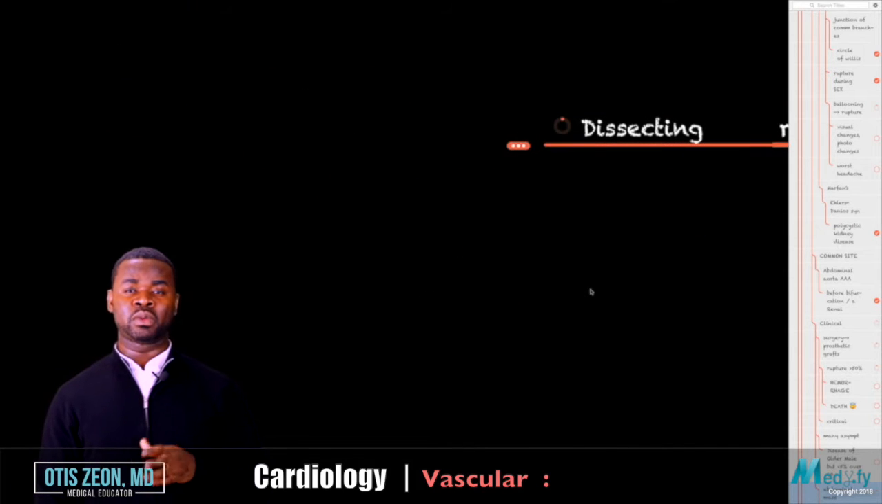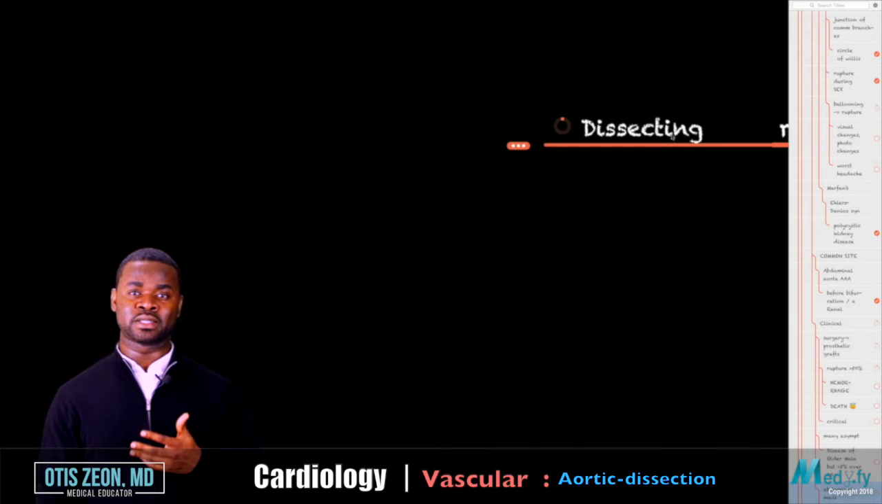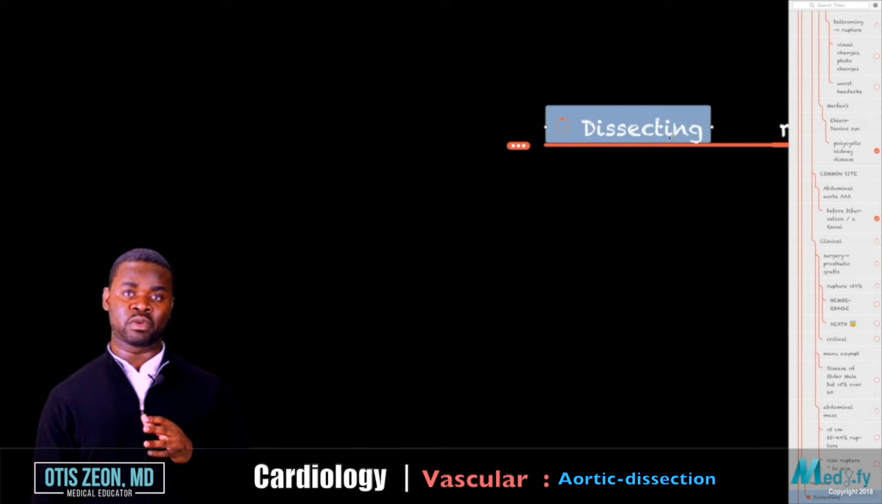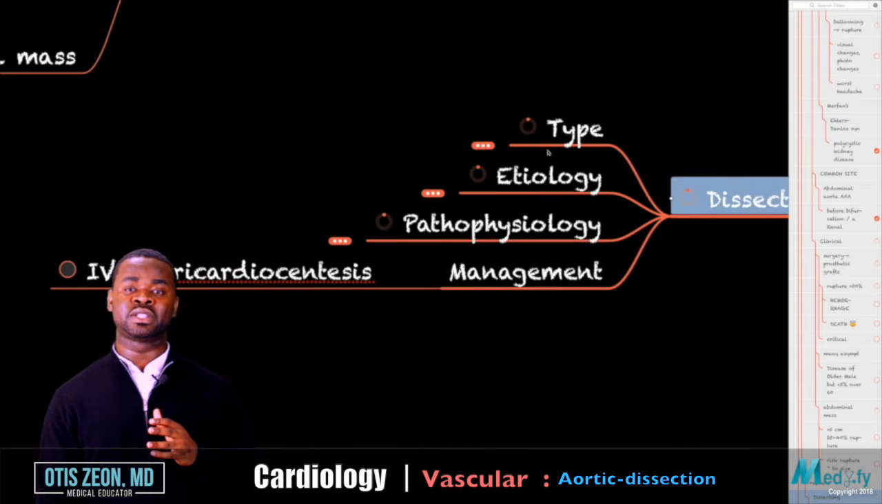So more commonly, when the vessel weakens, that leads to risk for dissection. Dissection is where most of your questions will come from when it deals with aneurysm. Aortic dissection, there are different types of dissection.